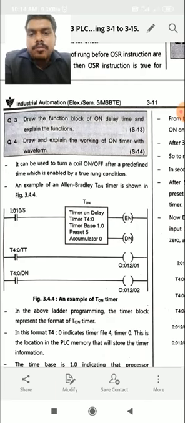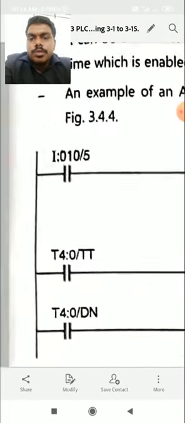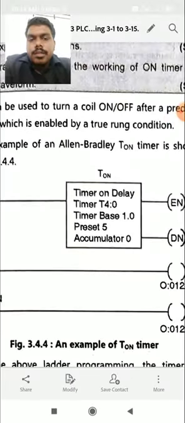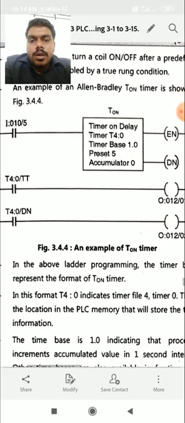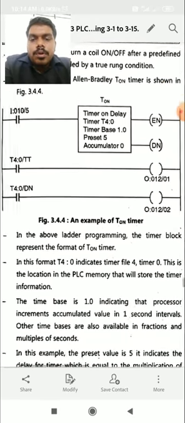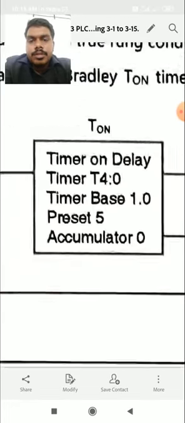Let's see an example of an Allen Bradley T-on timer. Okay, so this is the input side, and this is the timer in between, with the enable and the DN bit. So in the above ladder diagram, the timer block represents the format of the T-on timer.